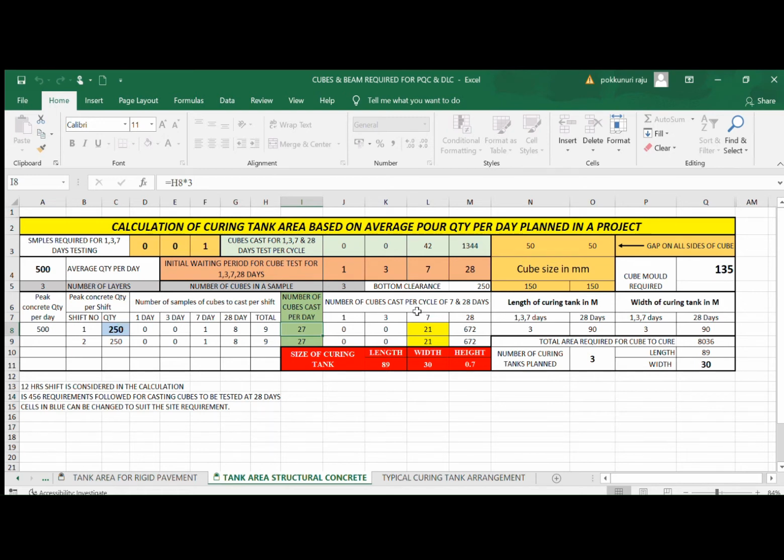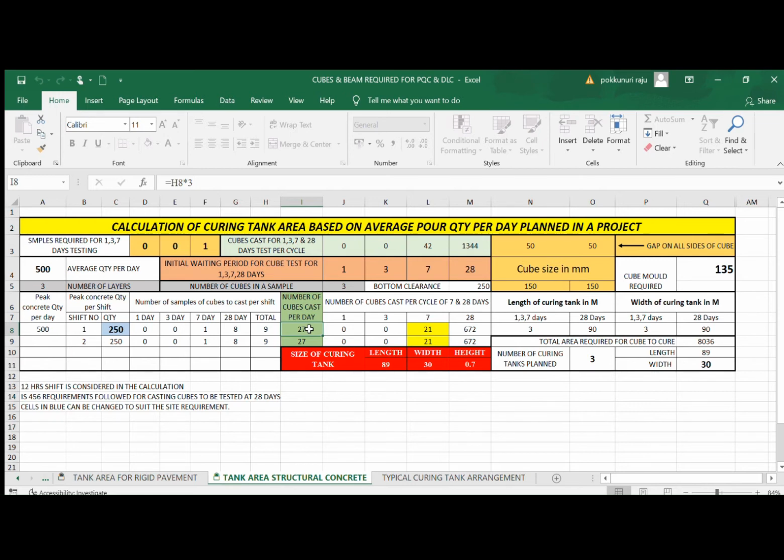So the total number of cubes which is required in the project, if your average daily consumption of concrete is 500, then the total number of cubes which is required will be 135, which is nothing but 54 multiplied by 2.5 times. Why 2.5 times? Because anyway the 54 into 2, because next day it will not be used, and probably you will be able to use it half day on the third day.